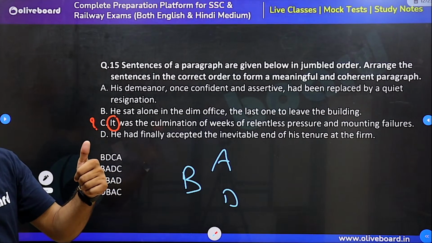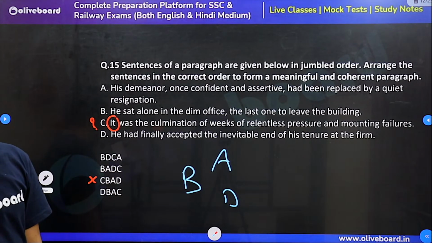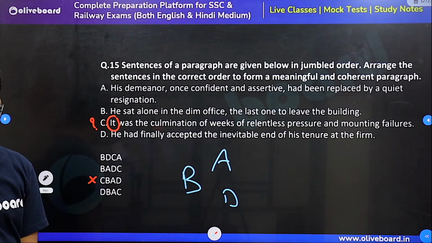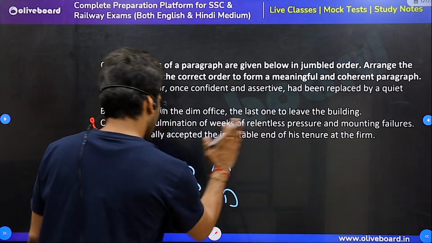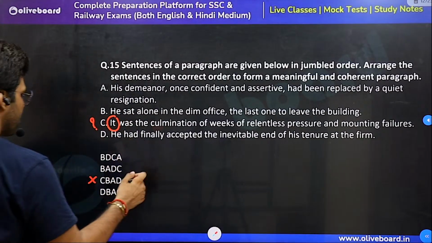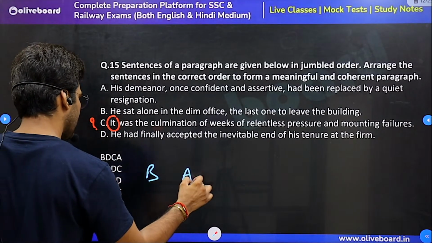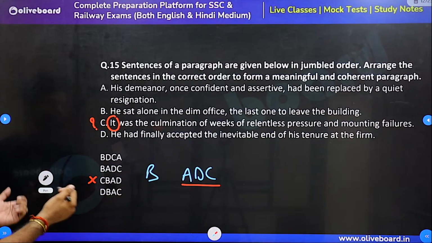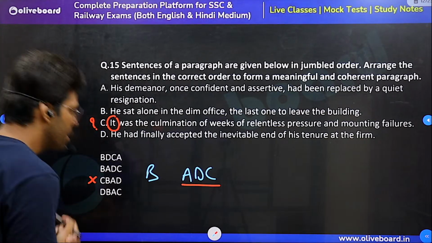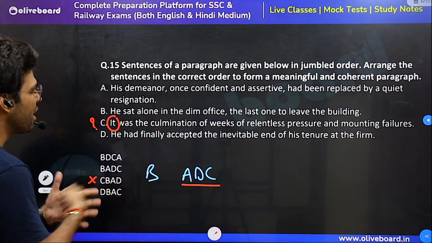Superb answer from all of you. Exactly. That's better. Yes, agree. Because three statements link together then. A, C, E all talking about his. He sat alone in the dim office, the last one to leave the building.